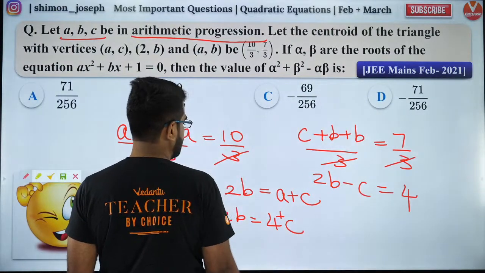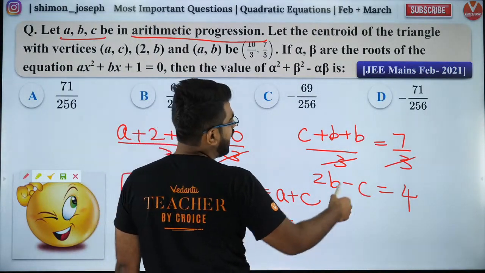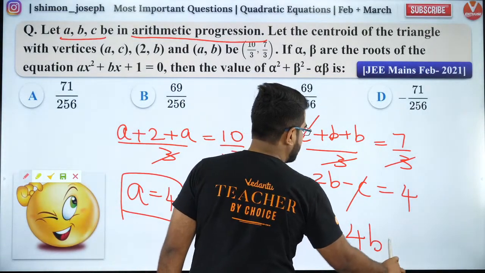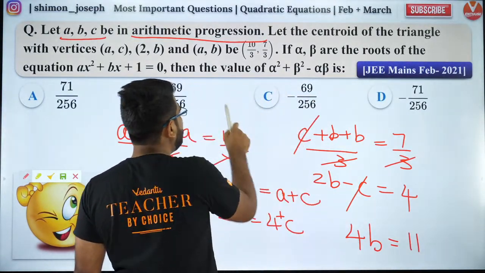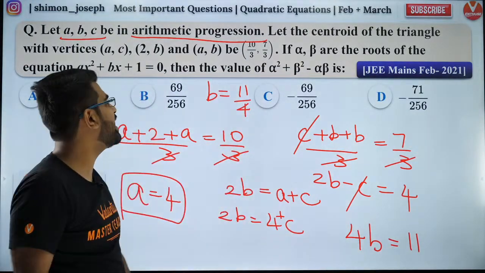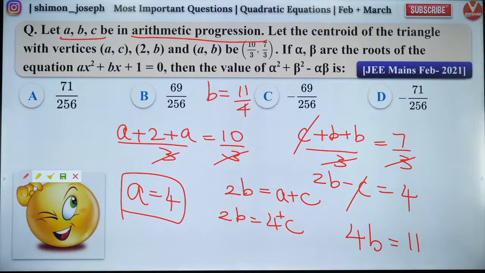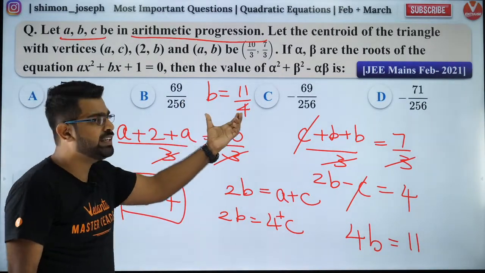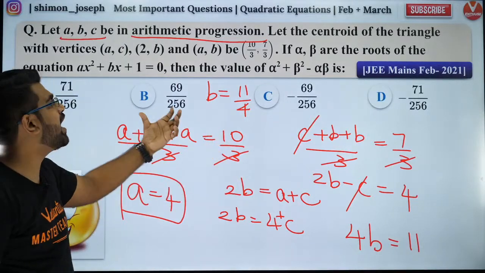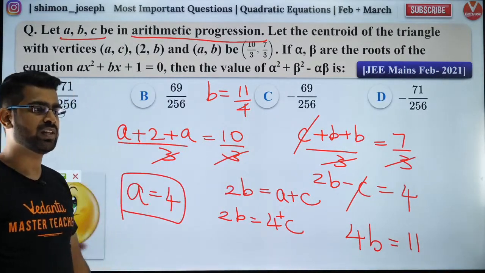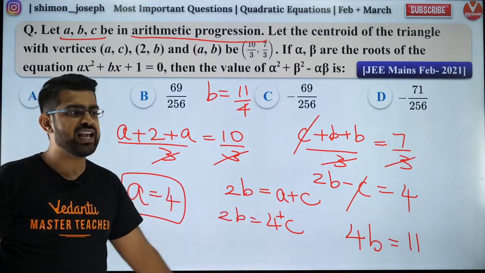Is that right? Absolutely. So now add it. This 2 will get cancelled. So I'll have 4b is equal to 11. So b, my dear children, is 11 by 4. Did you all get that? Everybody? So I got a, I got b. That's it. Now I'll move to the next part of the question. Shall I erase this, everybody?